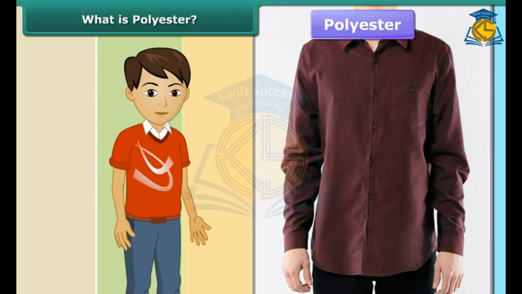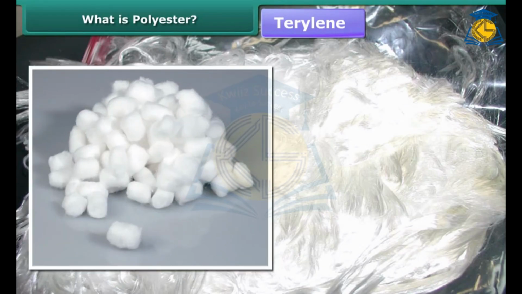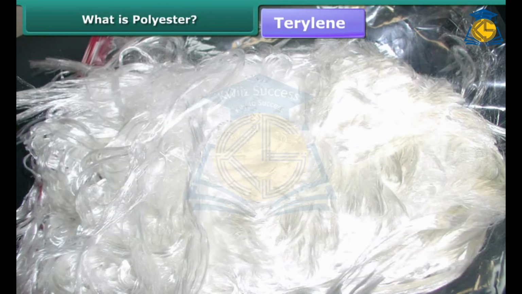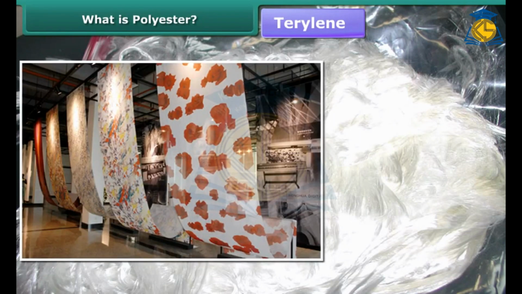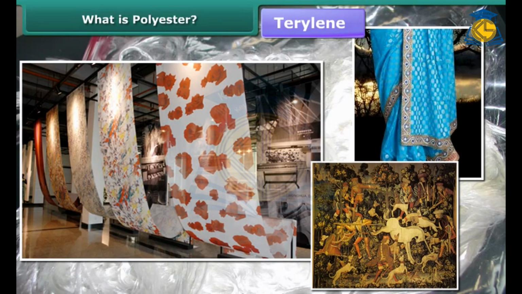Have you ever heard of terylene? It is a popular polyester fiber. Terylene can also be mixed with natural fibers like cotton or wool to give terrycot or terrywool respectively. Terylene is used extensively in textile industry to make clothes like saris, dress materials, tapestry, etc.